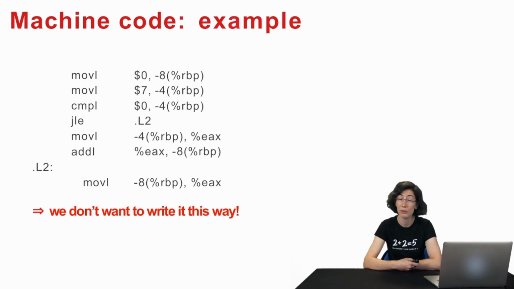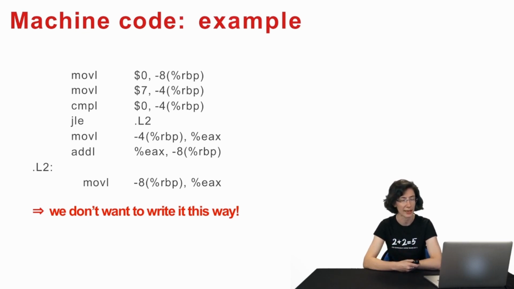I'll give you an example. Here is a piece of x86 assembly language. I'll analyze it for you. So mov is used to put values in registers. There, we'll put 0 in a register, then $7 in another register. Then we have a comparison, CMPL.